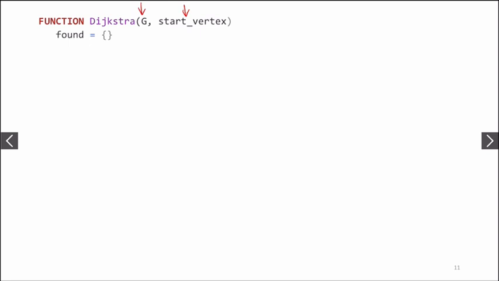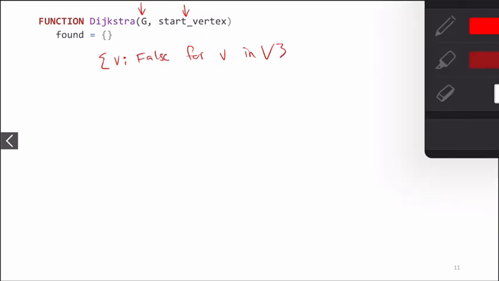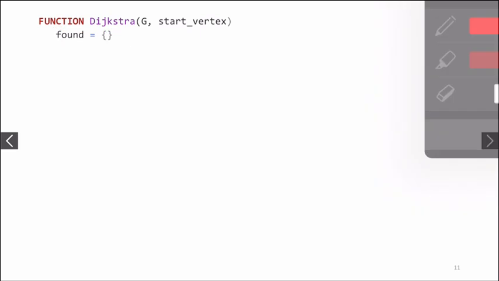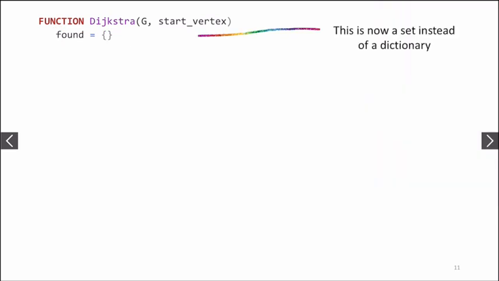In prior algorithms, I denoted this a little bit differently. Instead of having a set here of found, we did something like say that each vertex was false, meaning it hadn't been found, and that was for all vertices in V. We're doing this a little bit differently this time because we want easy access to the vertices that have already been found. Turns out that that's going to be useful to us. So that's now going to be a set instead of a dictionary that we do a lookup in. So we're just going to be adding to that set and looping through it actually.